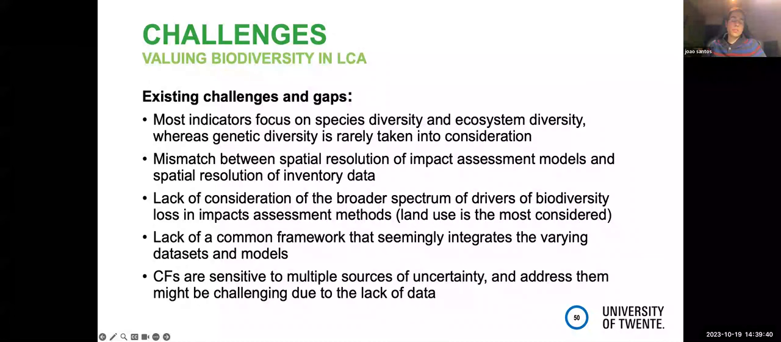There is also a lack of a common framework that integrates all of those data sets and models in a seamless way. And the characterization factors are sensitive to multiple sources of uncertainty, and addressing them is also quite a challenge because we don't have data.